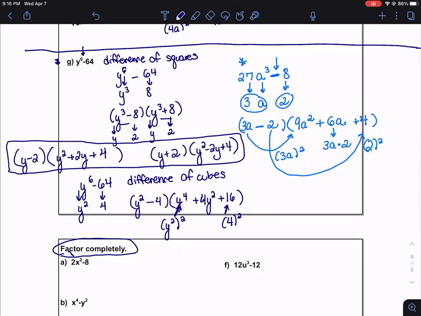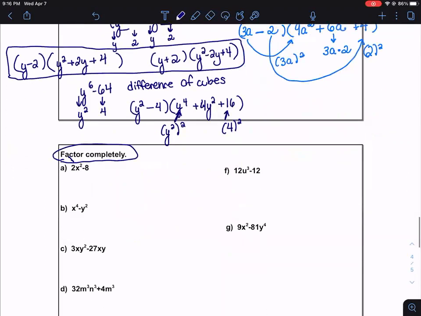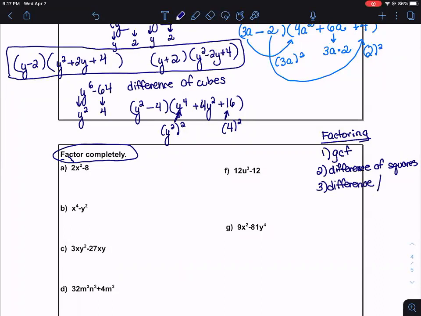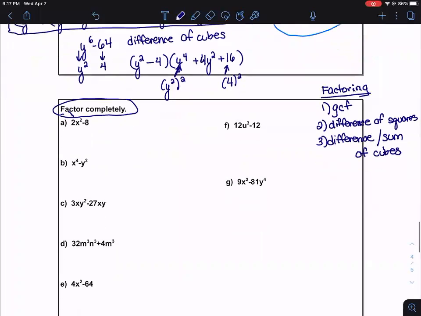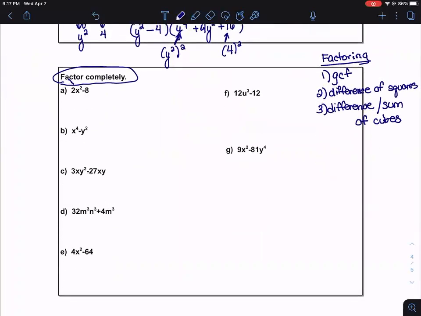So to reiterate, we discussed a few problems tonight. When factoring, we first checked for a GCF. So when you factor, that will be the first thing that you check for. After that, you will check for a difference of squares. And then if that doesn't exist, you will check for a difference or a sum of cubes. So in this order is how you will factor completely. Let me move this little box so you can see.